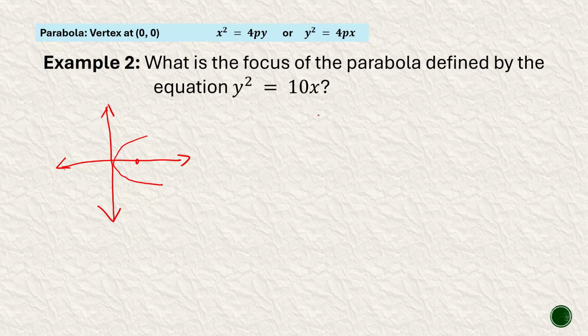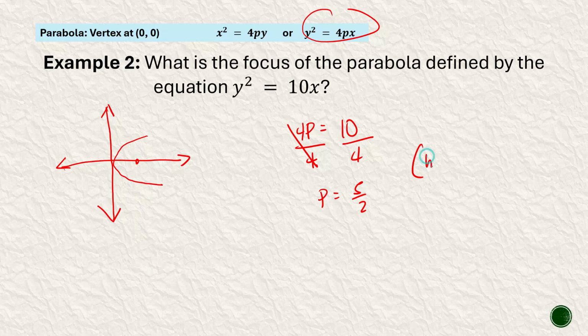So let's see. By the way, our reference equation is the second one. This time we want to solve for p. That means 4p equals the coefficient of x, which is 10, divided by 4 on both sides. So p equals 5 over 2, or 2.5. So since this one opens to the right, if it opens to the right or to the left, the general formula is going to be (h plus p, k). So h and k are both 0, so that means this would just be 5 over 2, or 2.5, and then 0. That's going to be the focus.